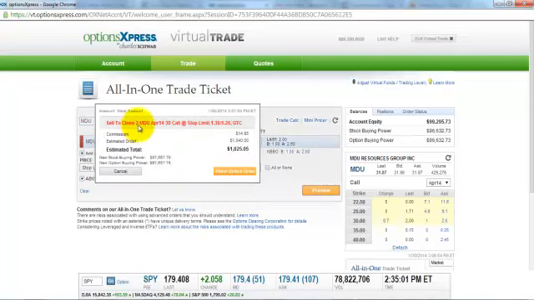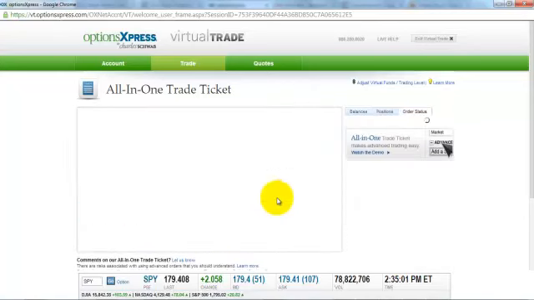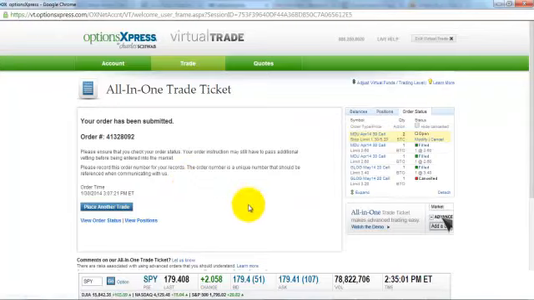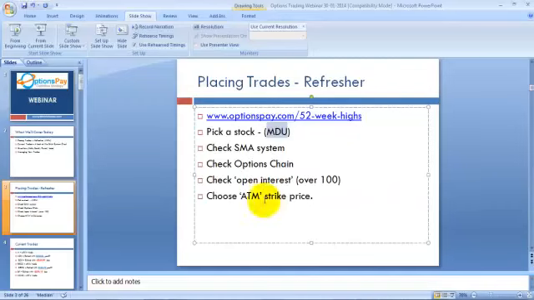Sell to close MDU, 14 April 14 30 call at the limit. The stop is 1.30 and the limit is 5.20. I'll just go ahead and place order. Okay, and that's all. My order has been filled.